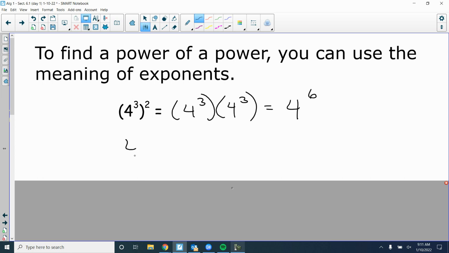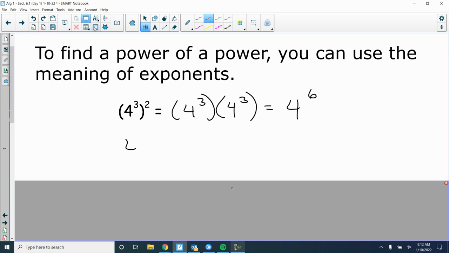So how do I go from 4 cubed? What's the shortcut? Hold on. I'm going to do it over here. 4 cubed to the second power is 4 to the 6. What can I do to those two numbers to get 6? Right. Multiply the exponent that's in the parentheses and the one that's on the outside. Multiply the 3 and the 2 together.